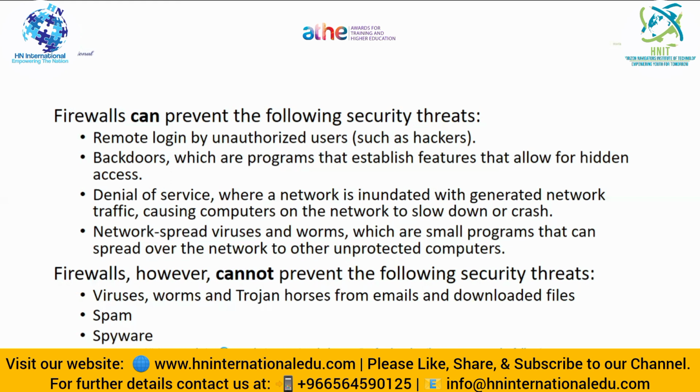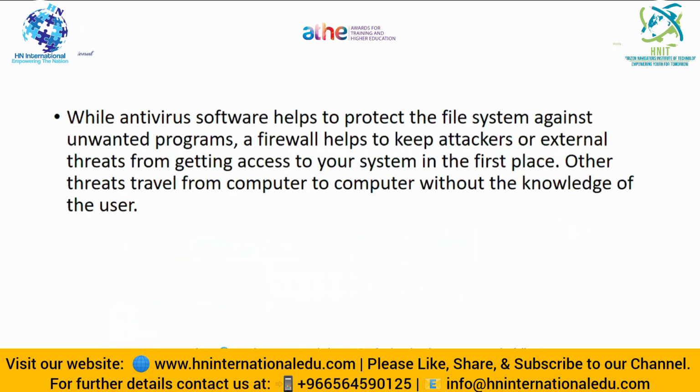Still, there are some security threats that cannot be prevented by firewalls, and these include viruses, worms, Trojan horses from emails and downloaded files, and spam and spyware. For these threats, we need antivirus installed to help protect the file systems against unwanted programs, and a firewall helps to keep attackers or external threats from getting access to your system in the first place. Other threats travel from computer to computer with or without the knowledge of the user. So both of these are really important factors of our network infrastructure security, and when these two work together, we can secure our network.